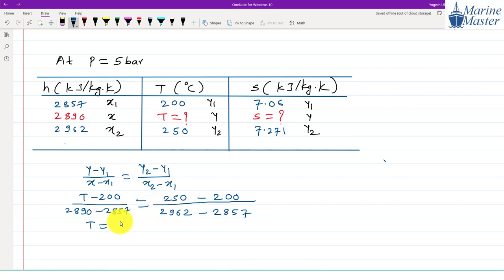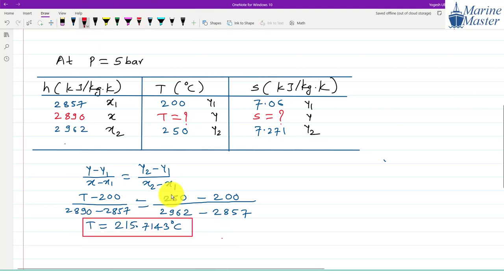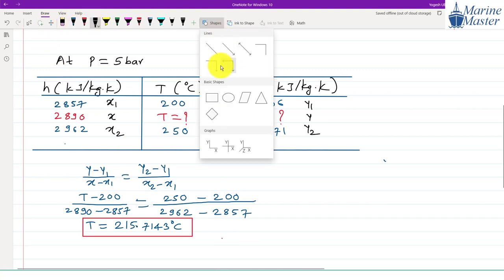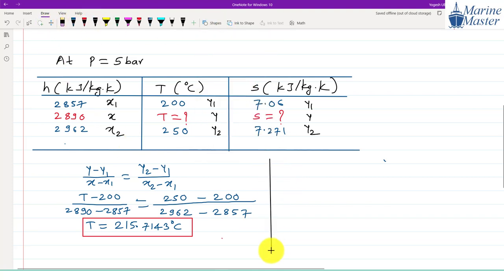So if you do the calculation, guys, the value of temperature that we will get is 215.7142. The 0.71 we will say 43 degrees Celsius. In this way we got the value of temperature. And similarly we can get the value of entropy, guys. Here I will write down the discussion of the entropy.